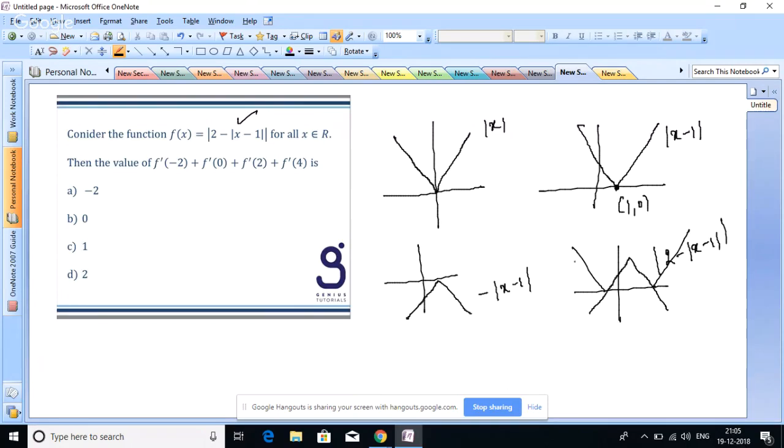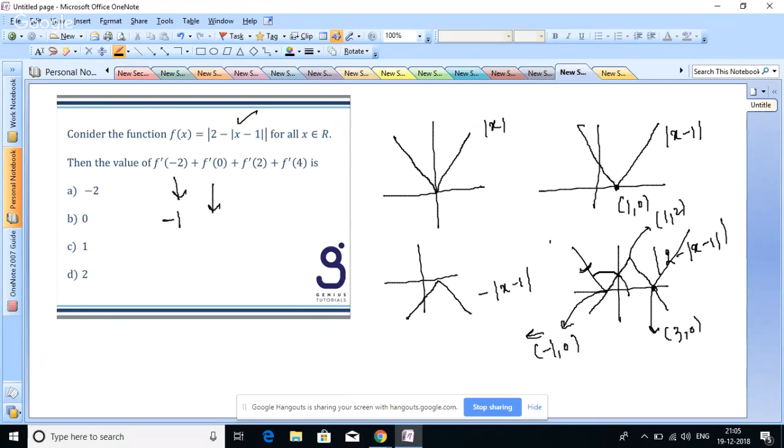These vertices are: this vertex will be minus 1, 0, this vertex will be 1, 2, and this vertex will be 3, 0. Now, according to this graph, what will be the value of f dash minus 2? Minus 2 will be to the left of this, that means on this line. Here the angle is 135. We can say that f dash basically represents the slope. So f dash minus 2 will be minus 1, and f dash 0 is 1.